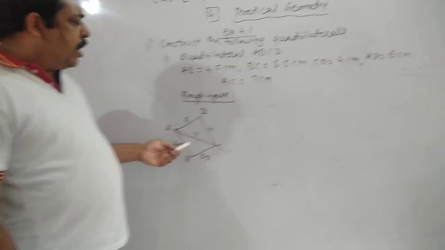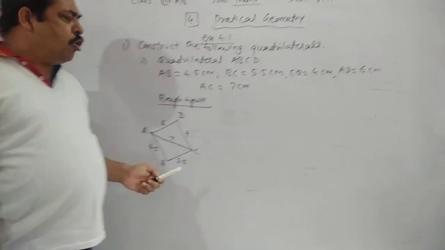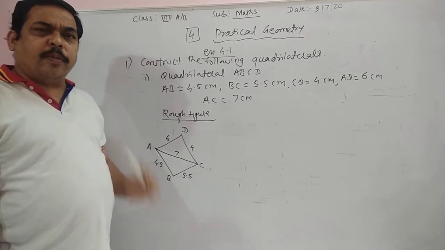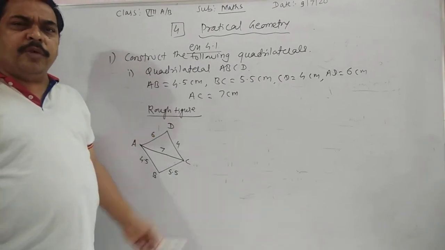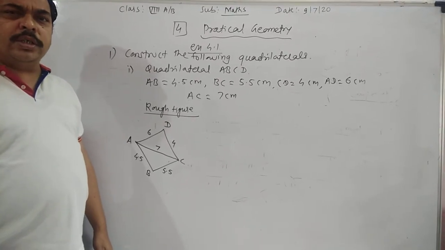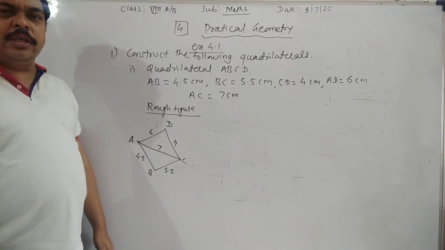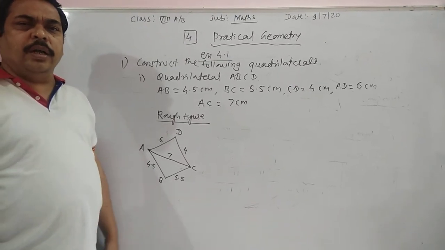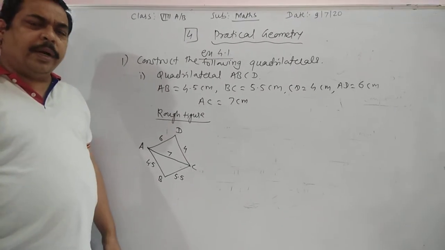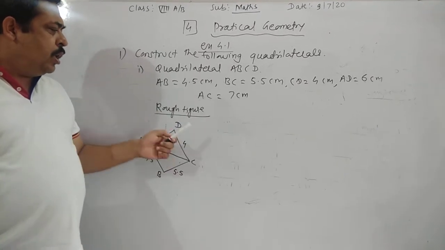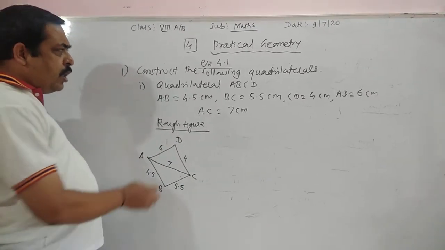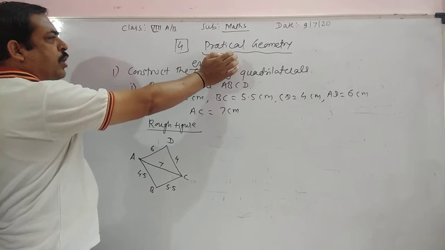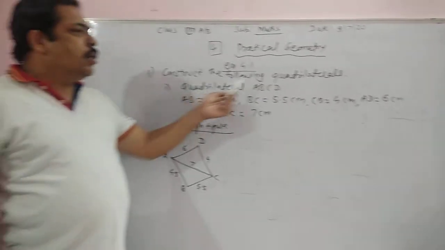In this year, in this topic practical geometry, we have to construct different types of quadrilateral. And last year we already learned how to construct a triangle. Different constructions of triangle, where 3 sides are given, 2 sides 1 angle, 2 angles 1 side. Different types of triangles we constructed last year. But this year we have to see how to draw the quadrilateral.